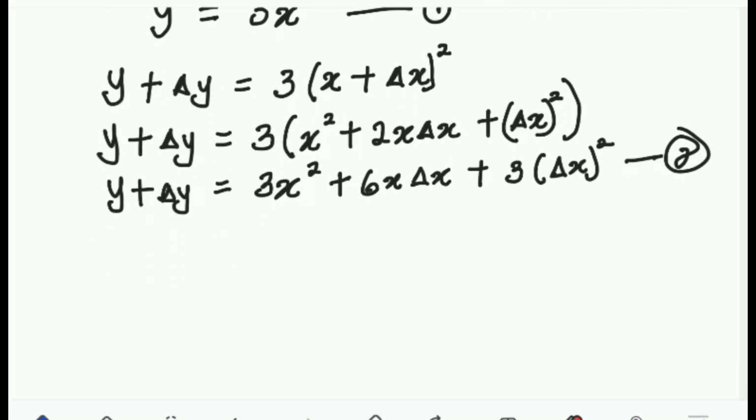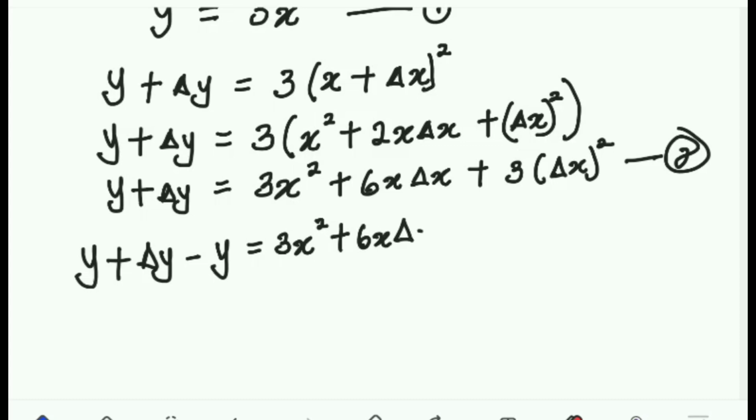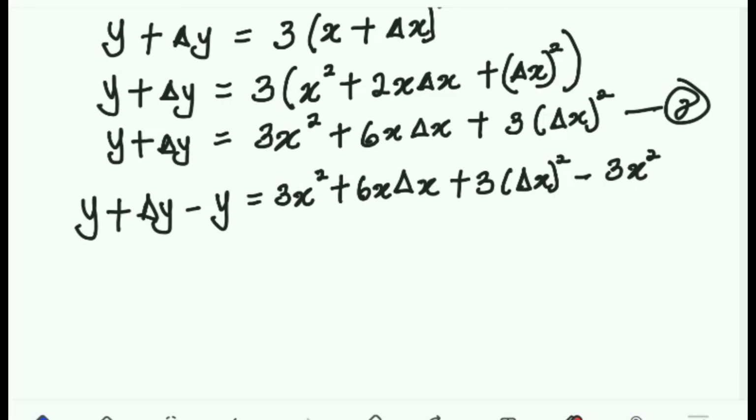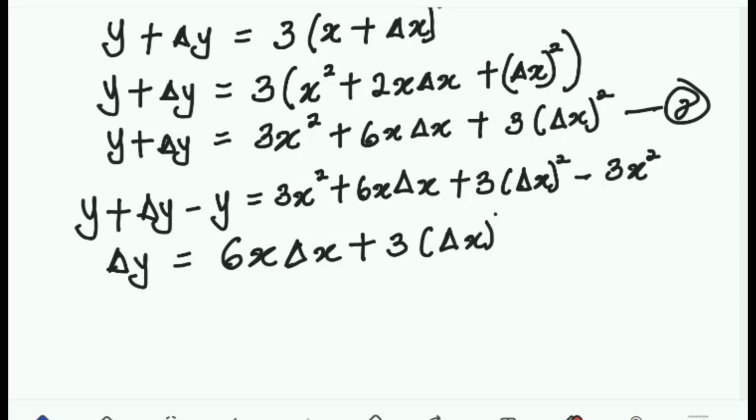So we are free to now say equation 2 minus equation 1. So y plus change in y minus y equals 3x squared plus 6x change in x plus 3 change in x all squared, minus 3x squared. That's what we have here. So this is now change in y equals 3x squared minus 3x squared, that's out. So we have 6x change in x plus 3 into change in x all squared.